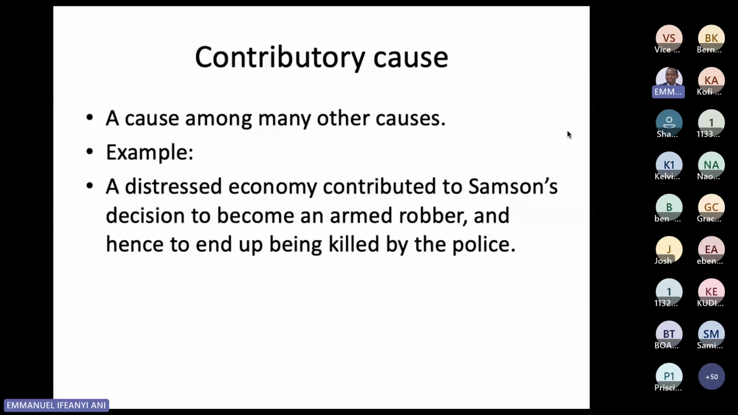So we're assuming that in this particular case, what drove Samson to be an armed robber were basic wants like hunger, lack of money, and related economic shortages. There are some countries where you don't experience such shortages if you are a citizen. So a distressed economy contributed to Samson's death.